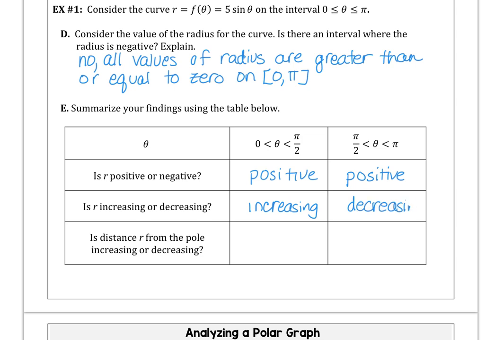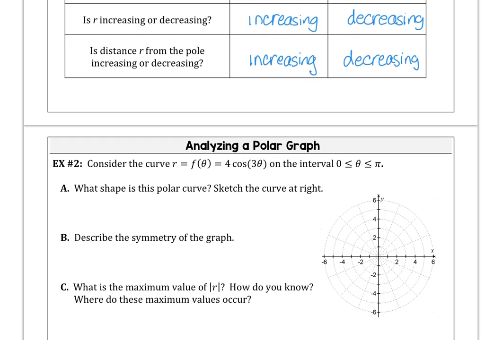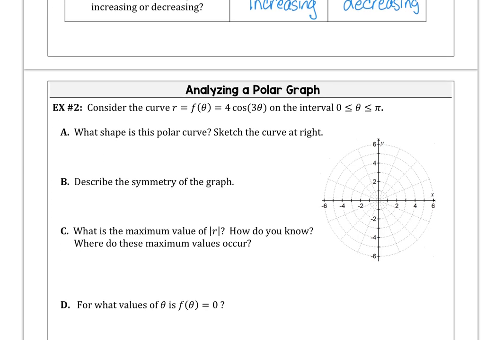And then what happens to the distance r from the pole? In this first interval, the distance is increasing. It's getting closer to 5. And then in the second half of the graph, the distance from the pole is decreasing. It's getting closer and closer to the pole. So we're looking at rates of change as they're related to polar curves.